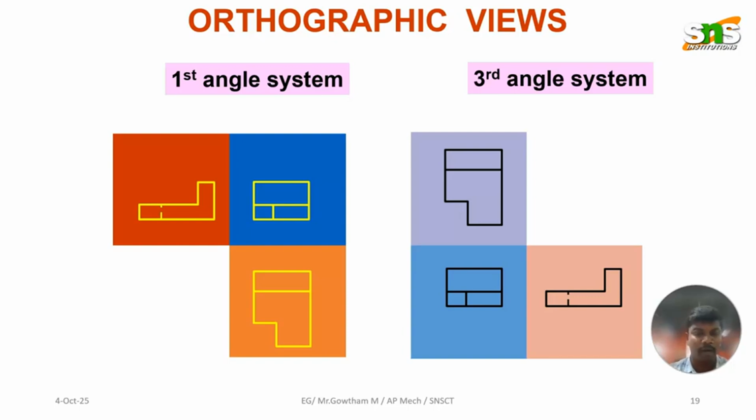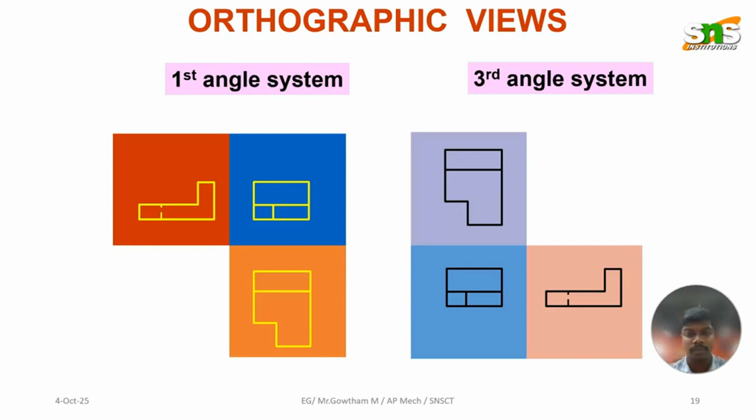If your product is in front view, that front view will be replicated into your vertical portion, which here is the blue area in first angle projection. Then the top view will be in the horizontal plane, in the orange area. Then the side view will be in the red area. This is first angle projection.